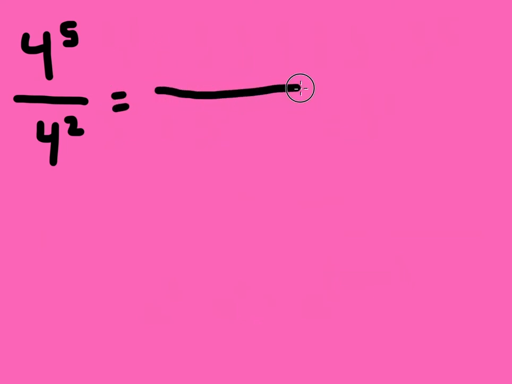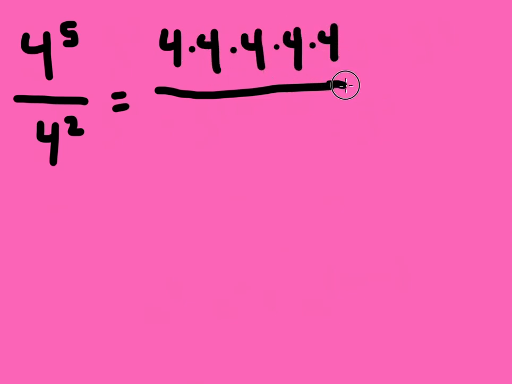Let's say that we have 4 to the 5th power, and we're dividing that by 4 to the 2nd power. Well, I can write this out longhand. That's going to be 4 times 4 times 4 times 4 times 4 at the top. That's just 4 to the 5th. And then at the bottom, we're going to have 4 times 4, which is 4 squared.